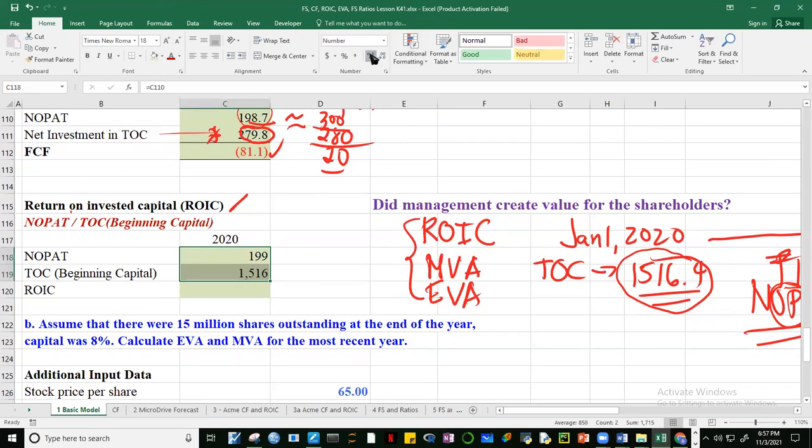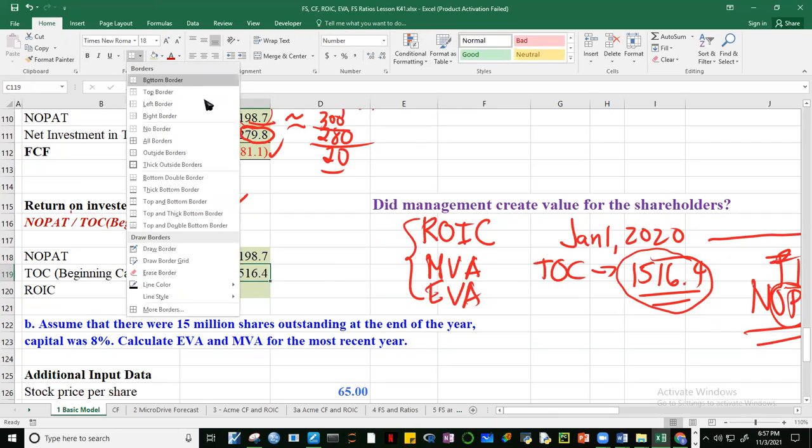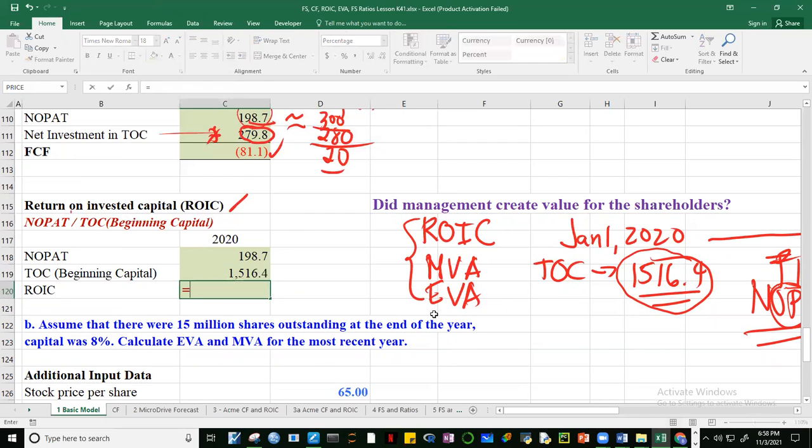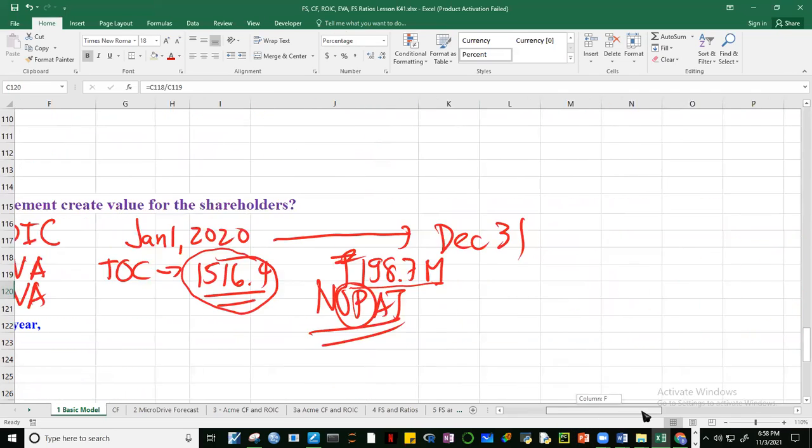Let's just increase this by 1 decimal place. Therefore, our ROIC is the NOPAT divided by how much capital was given at the beginning. So here we know that ROIC, return on invested capital, is 13.10%. Now that's very important, because we can actually compare this with other companies.